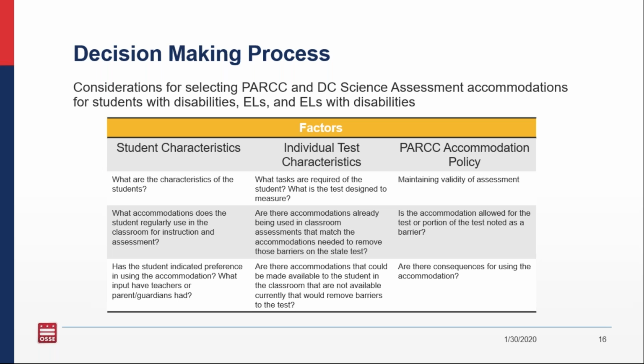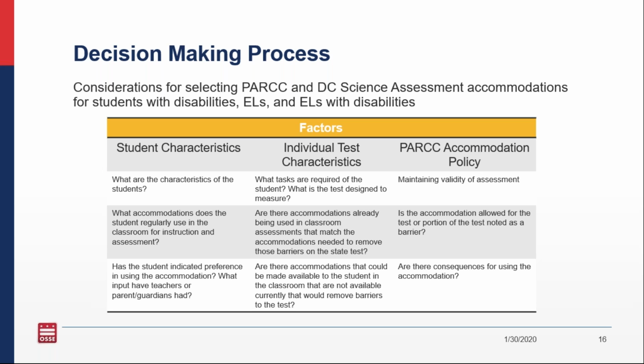And then finally, has the student indicated preference in using the accommodation? What input have teachers or parents or guardians given? It's also important to remember that since the students are using these accommodations on a daily basis, or should be, in their classroom, it's important to ask for their input. How do they feel about the accommodation? Is it necessary? Do they need them? Is it improving their instruction? Is it helping them on classroom-based assessments?